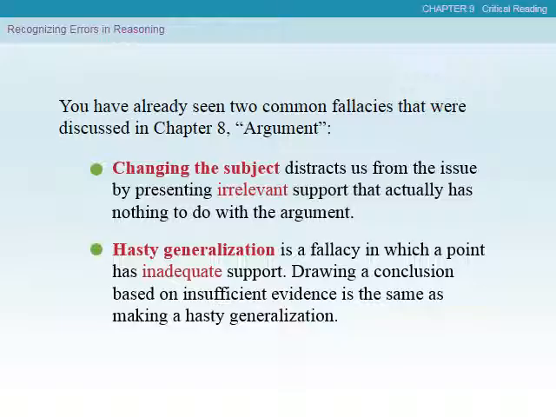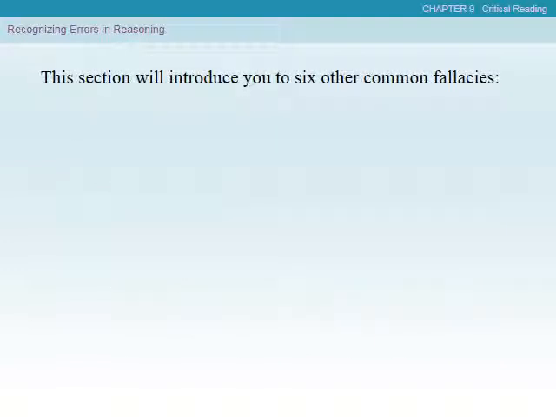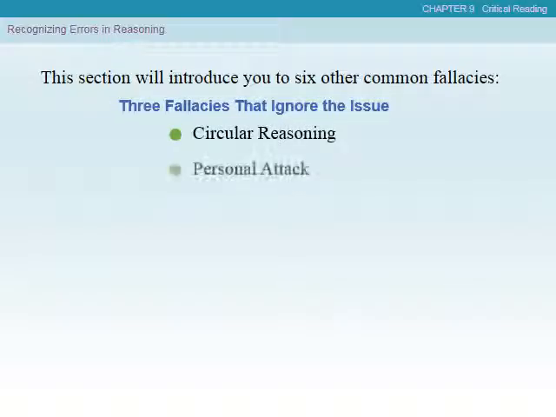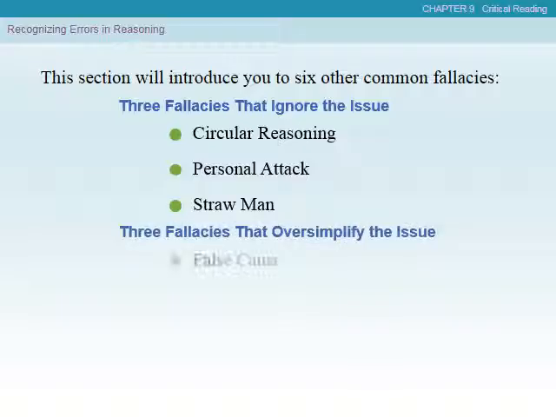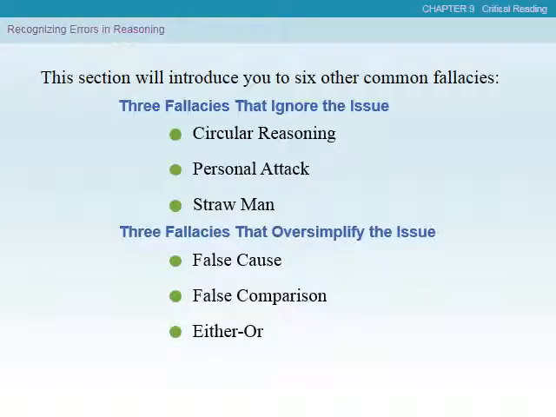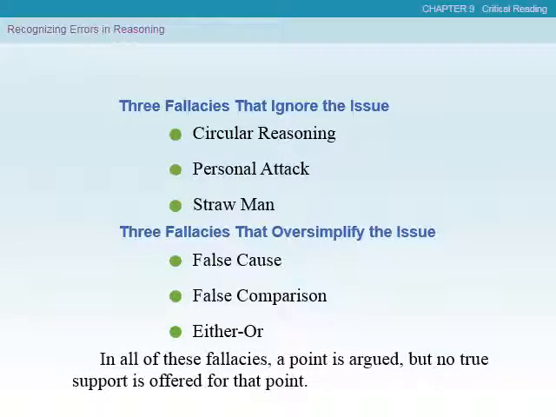Okay, hasty means quick without forethought, and a generalization means it's true about everything. But in this one, we want to talk about these 6 here. So 3 fallacies that ignore the issue: circular reasoning, personal attack, straw man. And then 3 fallacies that oversimplify the issue: false cause, false comparison, and either or. Okay? All of these are wrong. All of these are things that you want to avoid.